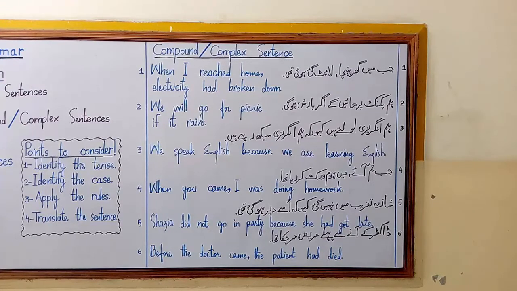So my brothers, these are the examples of compound and complex mixed sentences. I have translated them from Urdu to English and I have told you the simple rule to consider 4 points: identify the tense, identify the case, apply the rules, and then translate the sentence. If you people consider these 4 points, every sentence is easy for you to translate from Urdu to English, provided that बशर्त ये कि you people remember the rules of tenses and you can identify the Urdu sentence as which tense it belongs to in English.